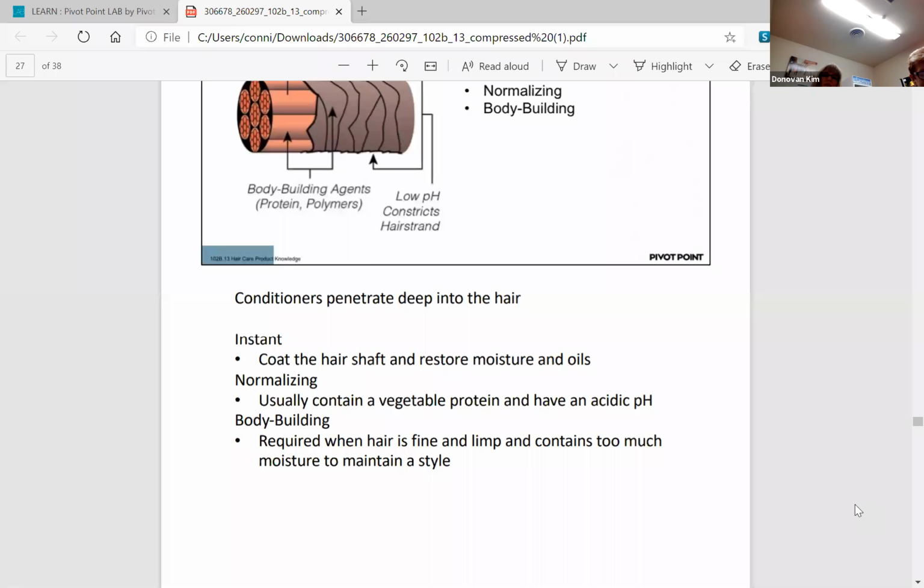Bodybuilding ones, do you like those? Not really, because they leave a film on there too. Yeah, they do. Because they're trying to make the hair fatter, I guess you could say, so it's thicker. Yeah, it plumps up the hair strand itself. So you have to kind of get used to it, or you don't like it at all.